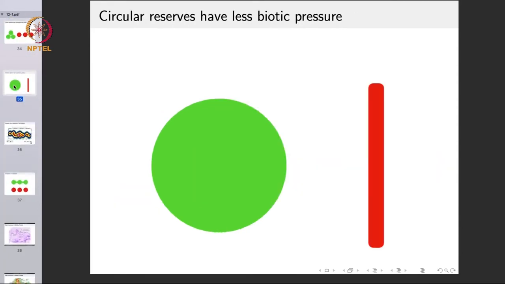And if possible, go for a circular looking reserve, because circular reserves have less biotic pressure, which means that the influence of humans that are there in the periphery, say if it reaches to this distance, so at least this area in the center will be protected. So the core area of the reserve will be protected. Whereas if you have a reserve that is linear in structure, in that case, the influence of the humans in this place will probably go to more than half the area of this reserve. And in that case, everywhere you will find an influence of humans. And so the level of protection in a linear reserve will be much lesser.